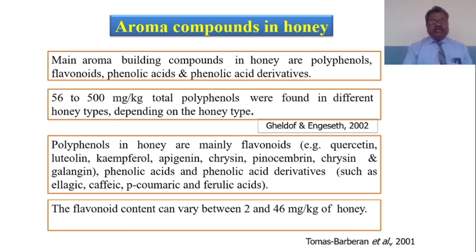Aroma components are mainly responsible for the odor or smell of the honey. The main aroma-building components are the polyphenols and flavonoids, phenolic acids and phenolic acid derivatives. These components are mainly giving odor to the honey. 56 to 500 milligram per kg of the honey total polyphenols were found in the different honey types, depending on the honey types. Polyphenols in the honey are mainly flavonoids. Here we are giving examples of these flavonoids as well as the phenolic acids and the phenolic acid derivatives. These are the different examples of these derivatives. The flavonoid content can vary between 2 and 46 milligram per kg of the honey.